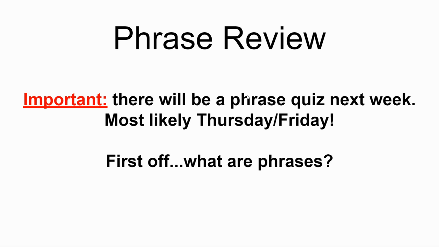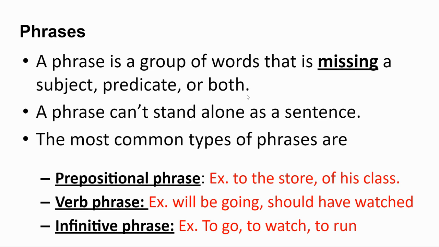So again, what are phrases? Well, it's a group of words. Okay, so a phrase can't just be one word. It has to be a group of words. It's missing a subject, predicate, might be missing both. Okay, it cannot stand alone as a sentence. All right, and the most common types of phrases are the three that we've been focusing on: prepositional phrases, verb phrases, and infinitive phrases.